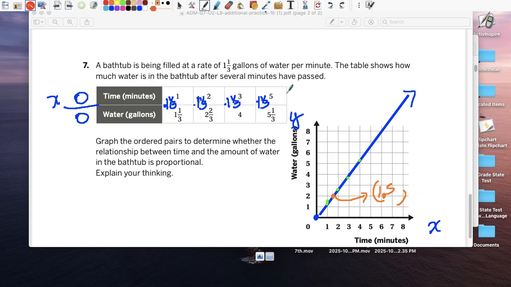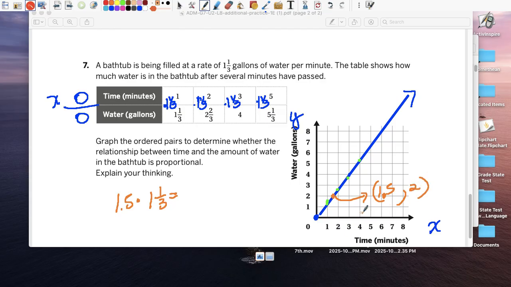I'm actually going to do it. So after a minute and a half, if you had 1.5, you're going to multiply that times that 1 and 1/3. Let's see, 1.5 times 1 and 1/3, we would get 2. Oh, so the graph was correct, we get 2.